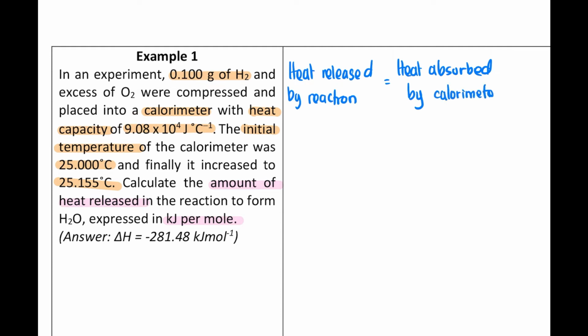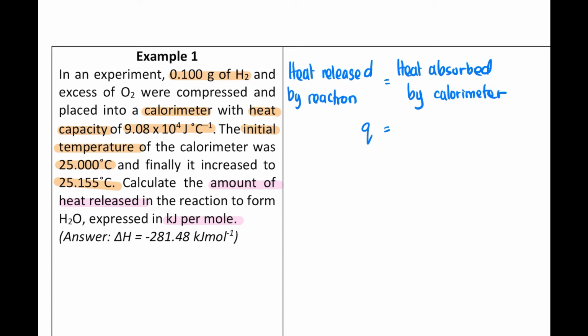Okay, and then we need to identify if there is another surrounding, kalau ada lah. So don't be fooled by this one. Ini 0.1 gram of hydrogen ni, walaupun dia bagi mass, but this one is untuk kamu cari untuk per mole nanti. Dia hydrogen ni bukan surrounding. Hydrogen and oxygen tu adalah sistem, reaction yang berlaku. So maksudnya dalam soalan ni heat released by reaction equal to heat absorbed by calorimeter only.